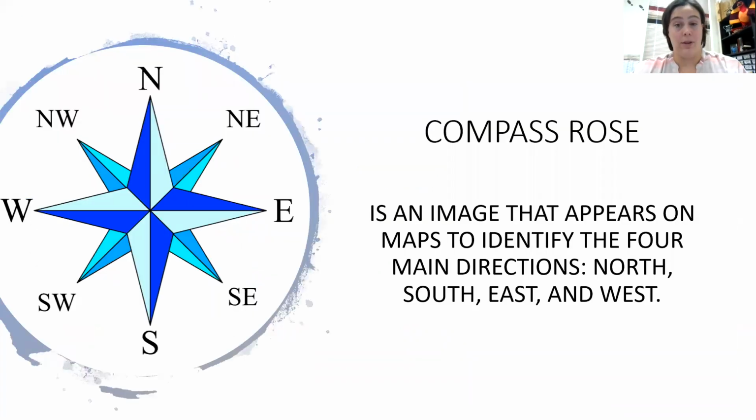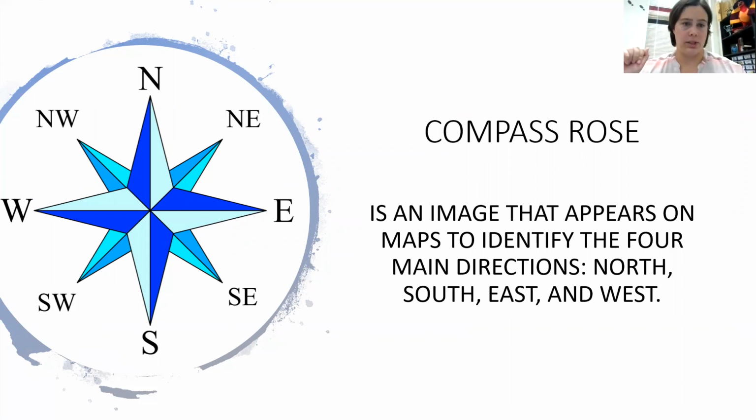The last one, and this is very important, is the compass rose. With the image right here, a compass rose basically gives you a visual of where north, south, east, and west is on a map. A compass rose is an image that appears on maps to identify the four main directions: north, south, east, and west. As you can see with the picture, north is always at top, south is always on bottom, east is right, west is left.